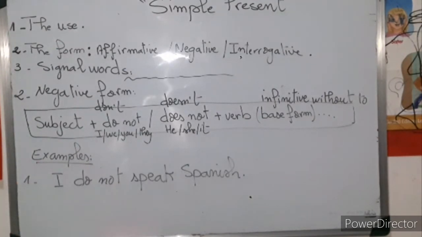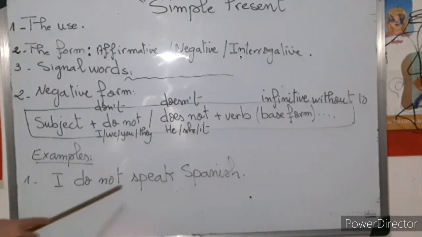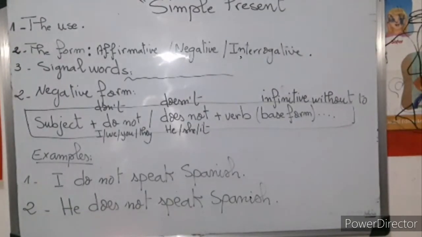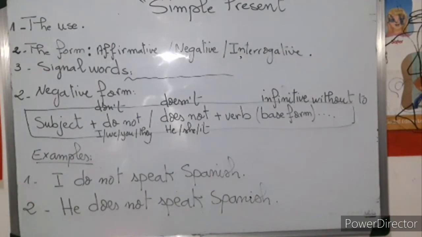So the first example is I do not, I don't, or I do not speak. Look at the verb here. No changes, okay? Speak Spanish. Okay, the second example, he does not speak Spanish. Pay attention, please. In the affirmative form, with he, we add an s here. But here, we conjugate the auxiliary, not the verb. Okay, in French, we say deux verbes qui se suivent, le deuxième se met à l'infinitif.